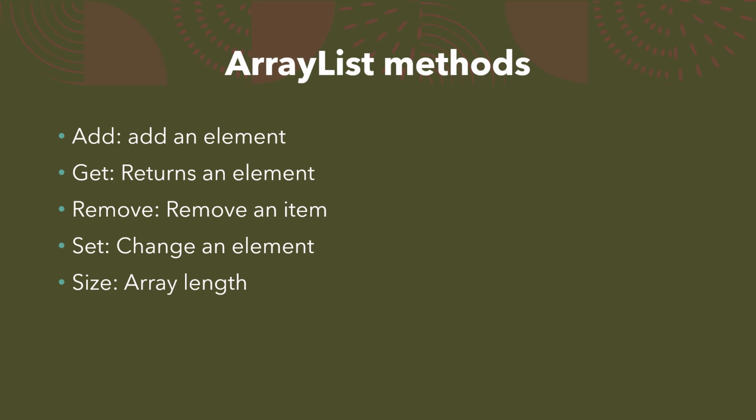ArrayList methods. Add adds an element, get returns an element, remove removes an item, set changes an element, size returns the array length. There are more methods, but these are the main ones that help you to remove, obtain, and check the size of the ArrayList.